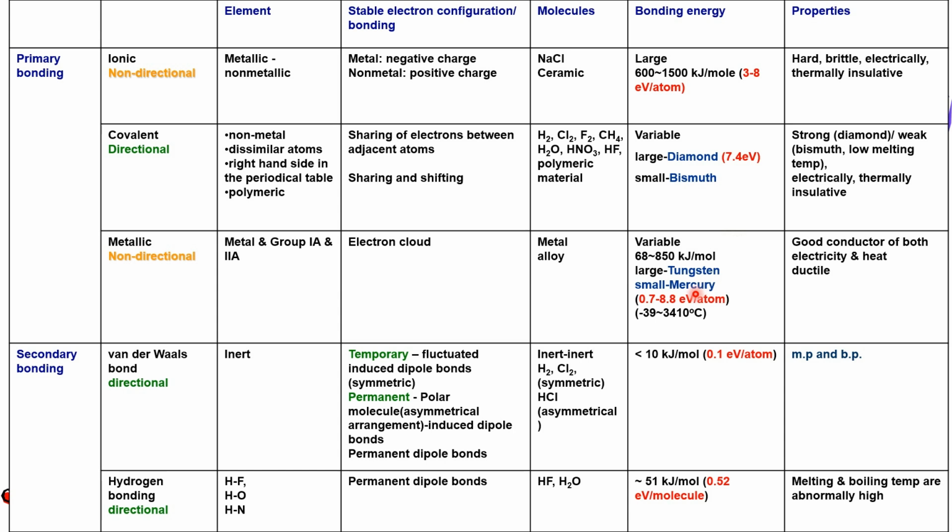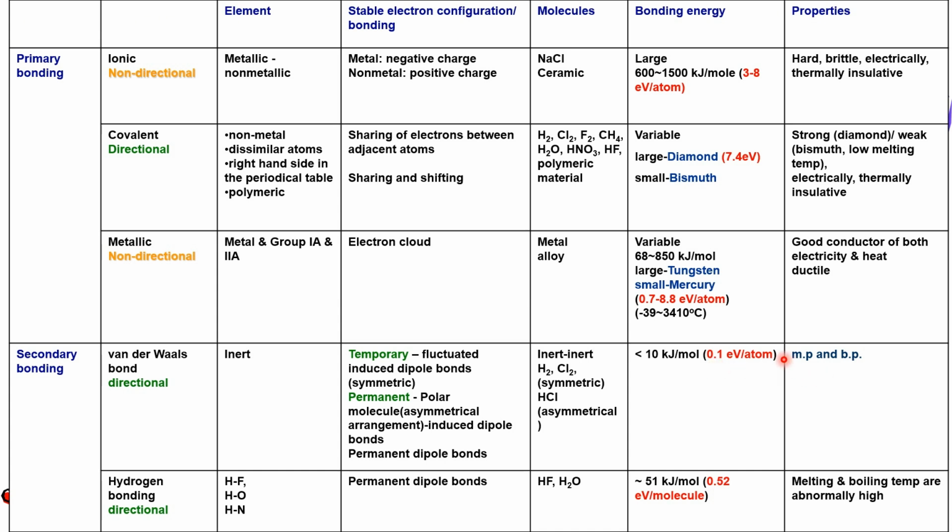Okay. However, if you understand the bonding energy here, you must know that the secondary bond energy is much smaller than the chemical bond, because this is a physical bond, right? So generally for the van der Waals bond, the energy will be 0.1 electron volt. But the hydrogen bond is a special case of the van der Waals bond, right? So the energy is higher, about 0.52 electron volt compared to 0.1.